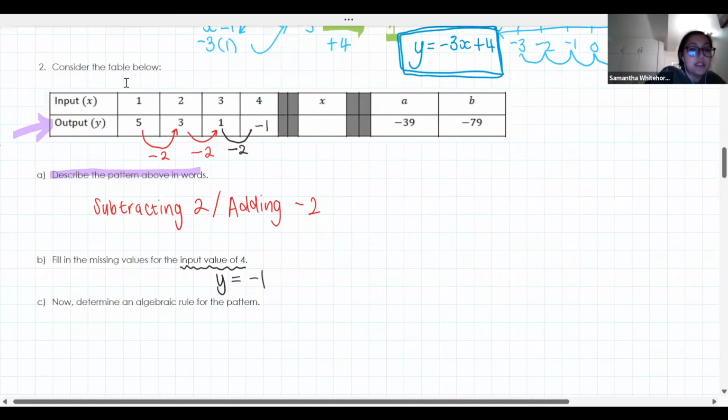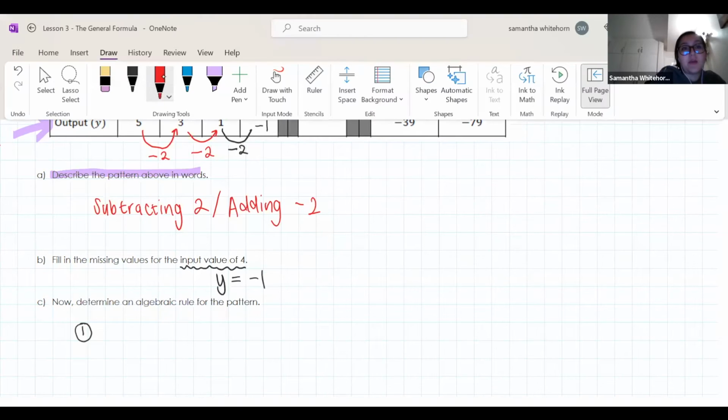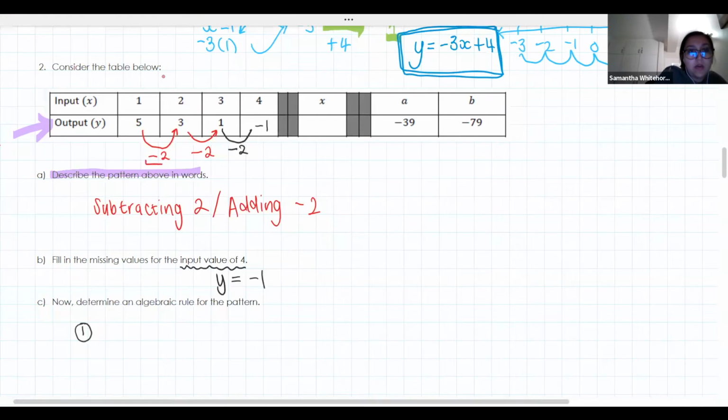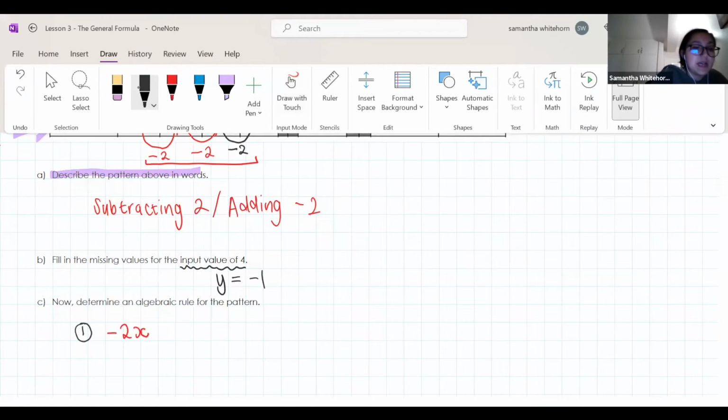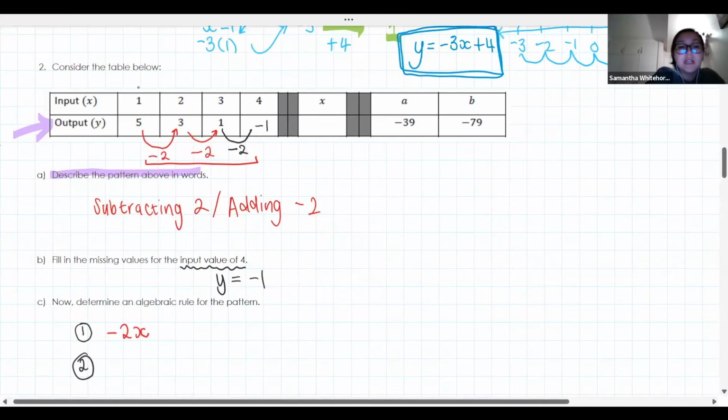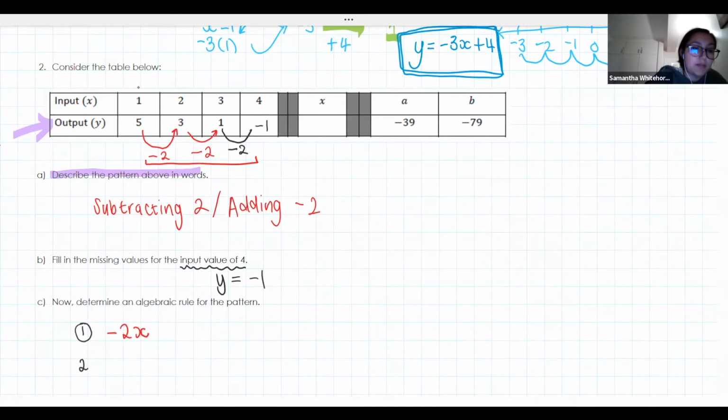So remember, the first thing that we start with is we multiply x by whatever we're adding or subtracting. Now we know that we're subtracting 2 each time. So I'm going to say -2 times x to get -2x. But that is only the first part of my rule. I still need to do more. So the second step is I still need to ask myself, what should I still add or subtract to get the output that I want?